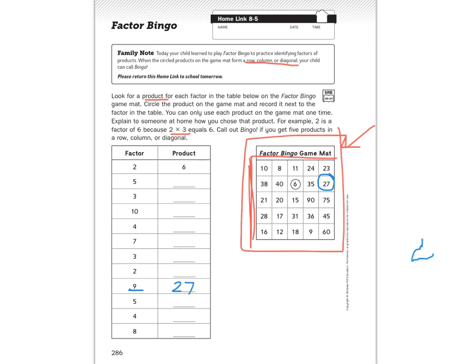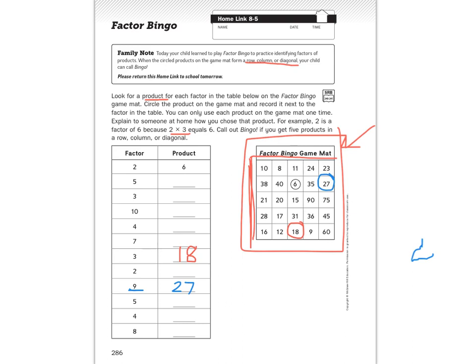And then maybe you're the other person and you choose 18. And you have to think, okay, what times what equals 18? Could any of those be factors? And then you think, oh, let's see here. I know 3 times 6 is 18. So over here you could put 18 as one of your products that has a factor of 3 right there. And you're going to go back and forth. Remember, your goal is to try to get 5 products in a row, column, or diagonal.